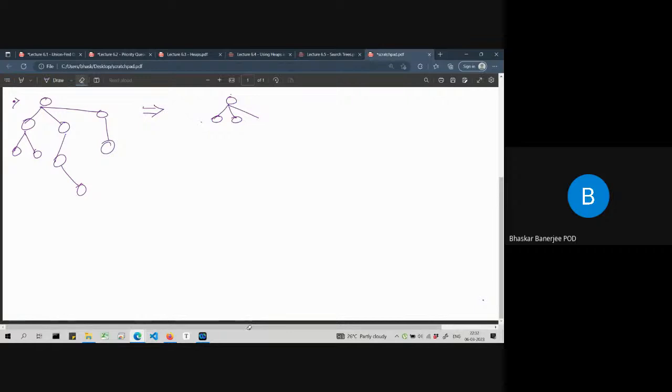Is this a binary tree? Yes. Is this a binary tree? Yes. Anything is a binary tree, right? At most two children. So fine, binary tree. Then we go for the complete binary tree.